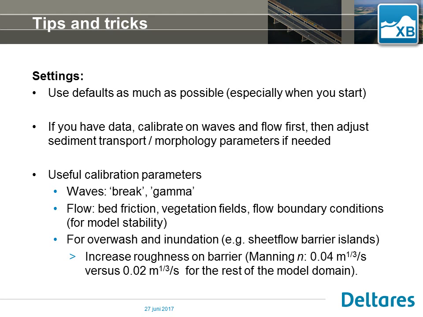For flow, there's the bed friction, so the bed friction type that you want to use, the type of bed friction model, but also things such as vegetation fields that may affect flow. And then the flow boundary conditions, particularly at the lateral boundary conditions, can often be changed a bit to make sure that you have a stable model running over long periods of time. If you get into conditions of overwash and inundation, so things like barrier islands being inundated, then what we've seen in a lot of studies is that increasing the roughness on the barrier, particularly on vegetated barriers, improves the model results and the model physics being simulated.